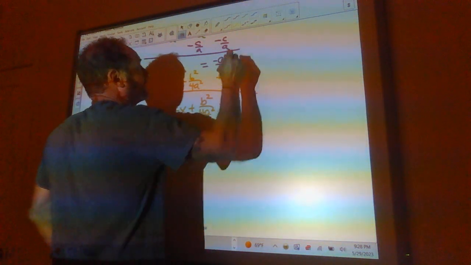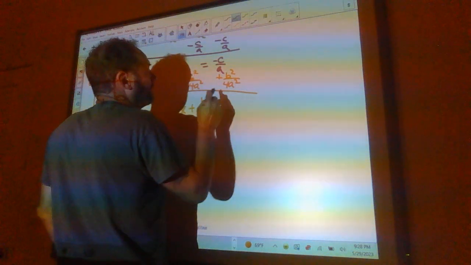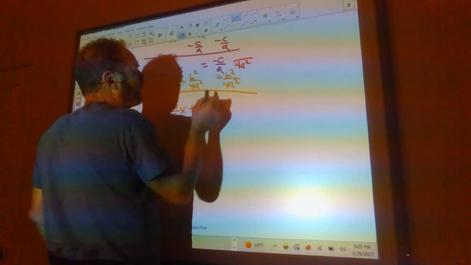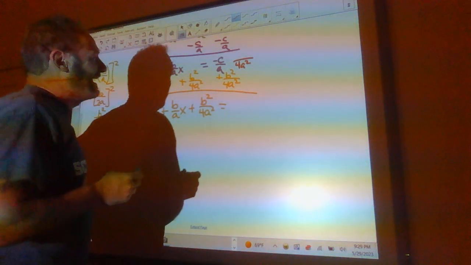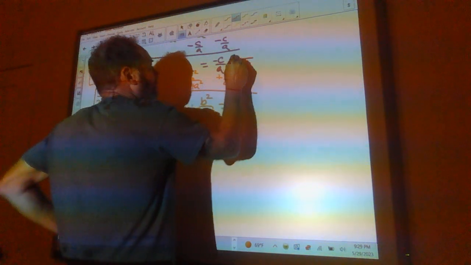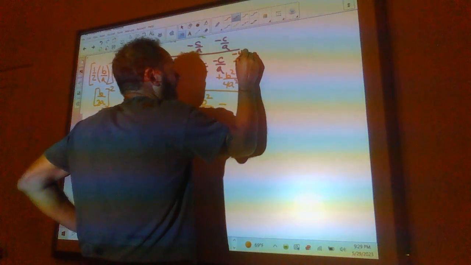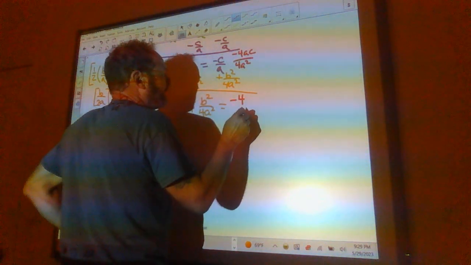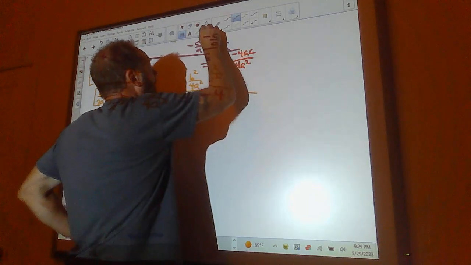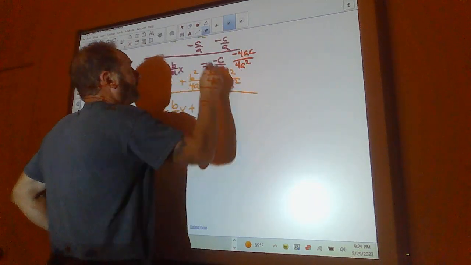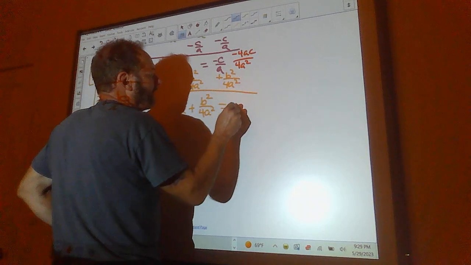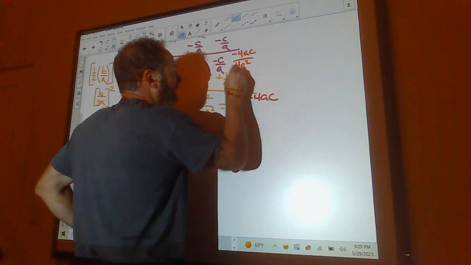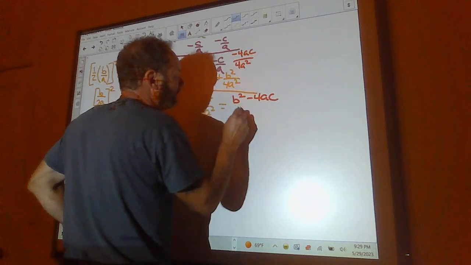Now, I need a common denominator here to add these together. I need this to be 4a squared, which means I'm going to multiply the bottom by 4a. So I'm going to multiply the top by 4a. I'm sorry, we're going to put it in a different order. It's going to be b squared minus 4ac, so b squared minus 4ac all over 4a squared.